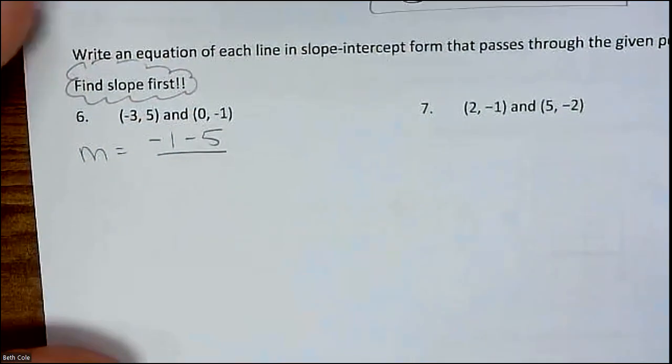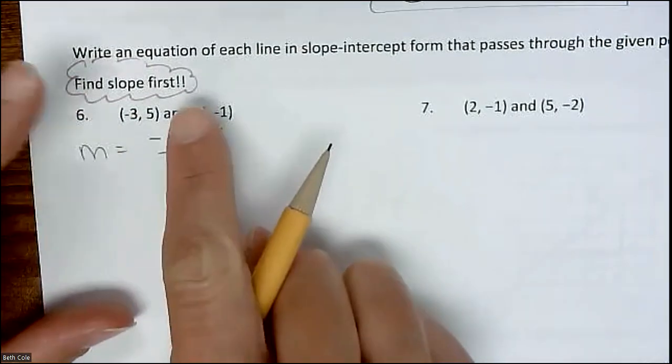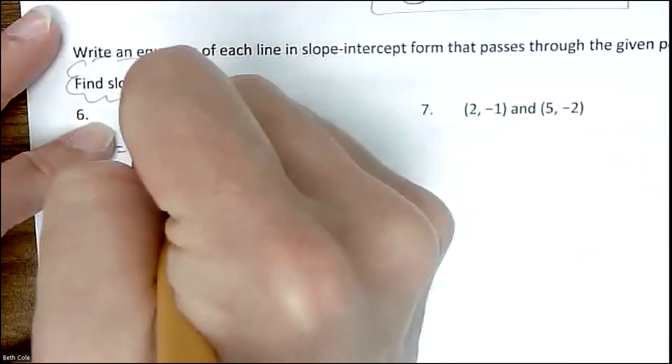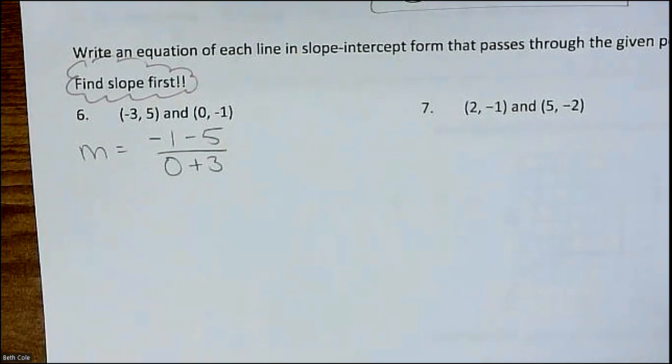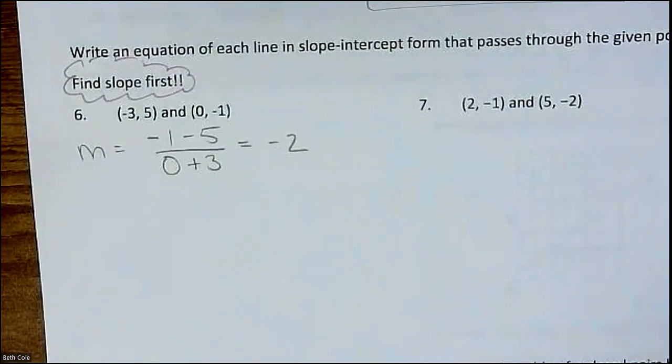Perfect. I got a 4. And then in the denominator, you're going to have the x numbers. It would be 0 minus -3, which would be 0 plus 3. And you would then do what? Put it where? Put it into Desmos. For the sake of time, I'm going to just tell you that comes out to -2.